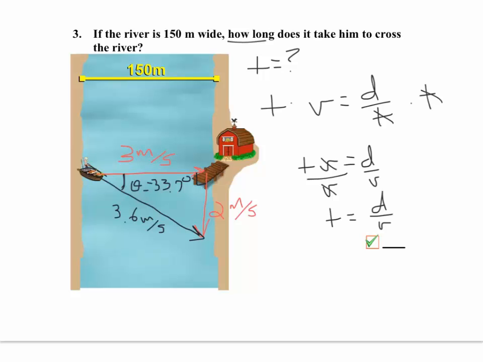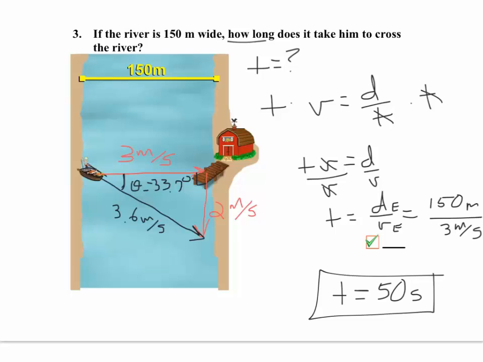So do a little algebra and solve for t using your v equals d over t equation, and now be careful when you plug in. So we need to make sure the displacement and the velocity are pointing the same direction, or this equation is not being used correctly. Note that I put a little e on the displacement and the velocity to represent that this is the displacement that's going east, and I need the velocity that goes east too. So I plugged in 3 meters per second and not 3.6 meters per second, which is a common mistake. And you get the time at 50 seconds.